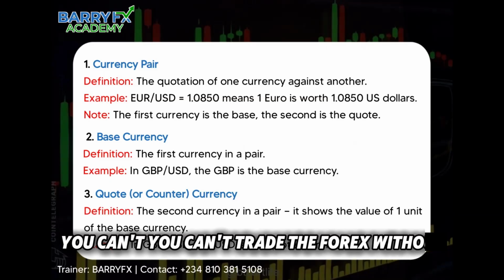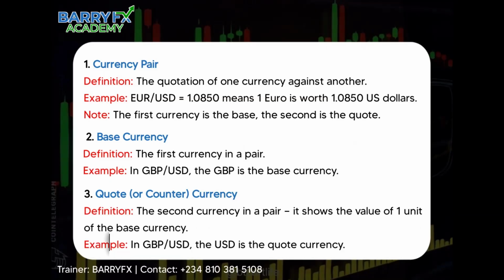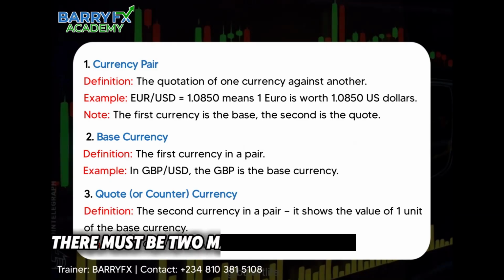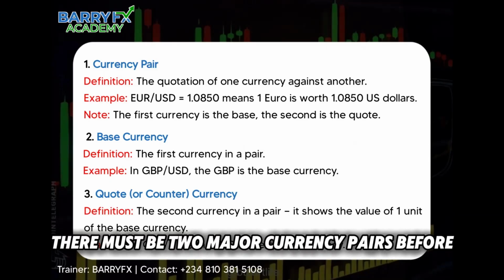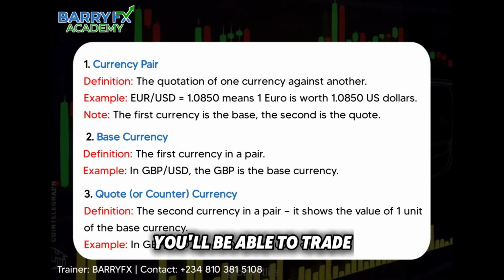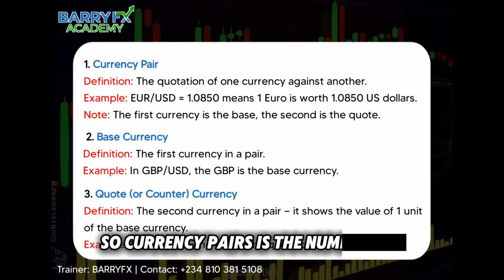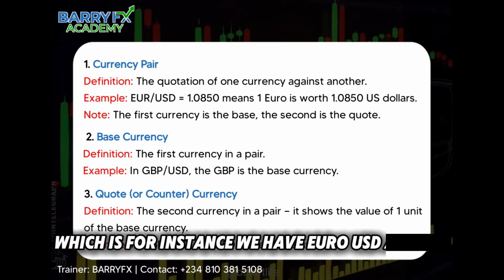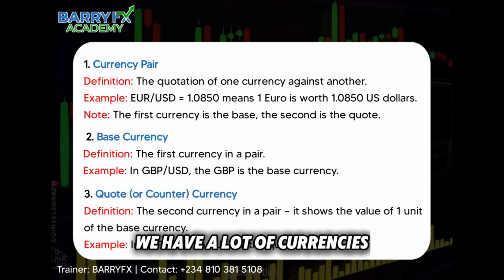You can't trade forex without currency pairs. There must be two currencies; you can't trade only one currency. There must be a pair before you'll be able to trade forex. So currency pair is number one. For instance, we have EUR/USD, AUD/USD. We have a lot of currencies.